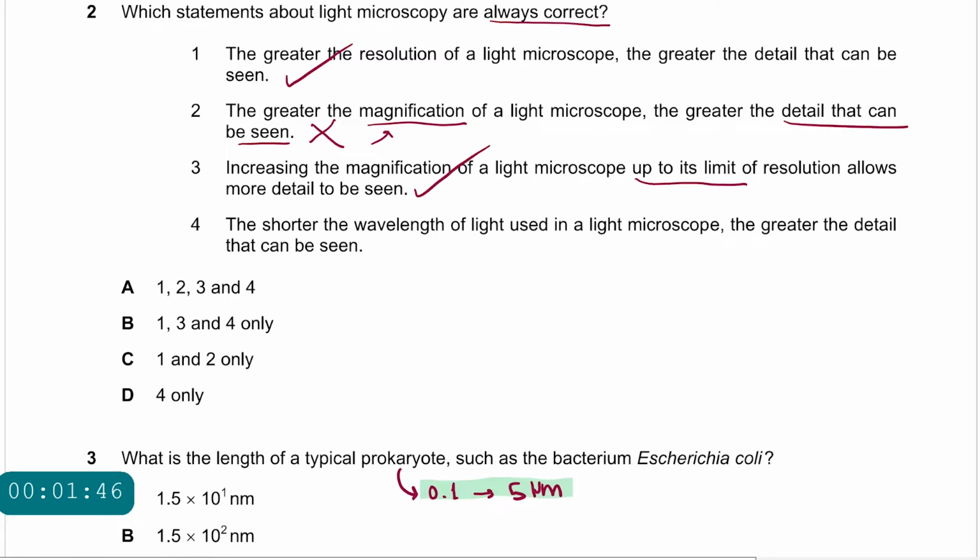This is totally correct. Point 4, the shorter the wavelength of light used in a light microscope, the greater the detail that can be seen. We just mentioned this, and this is correct because the shorter the wavelength, the greater the resolution. Therefore, the answer is going to be B.